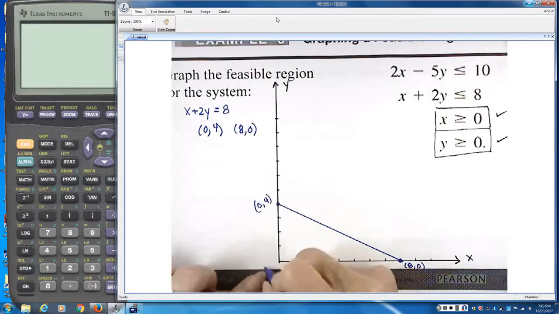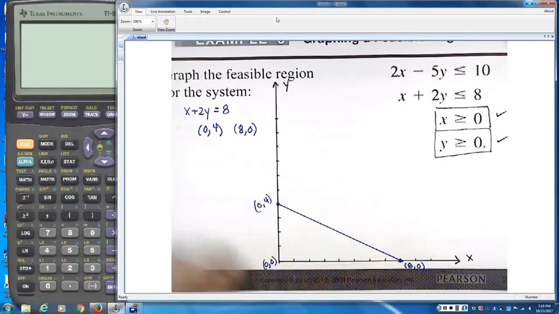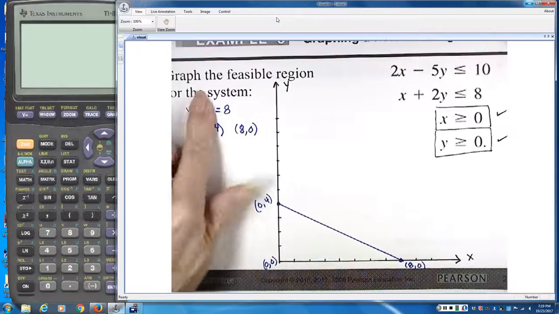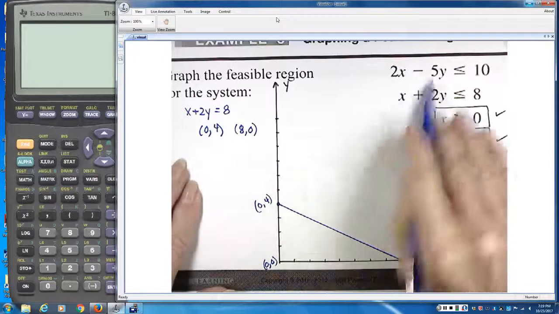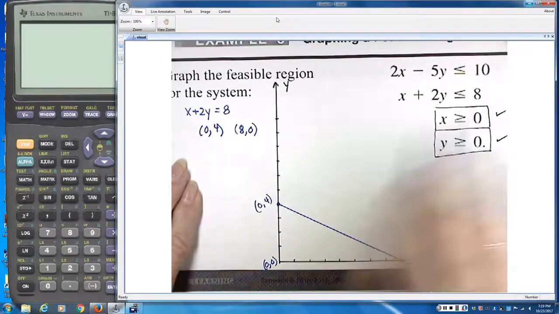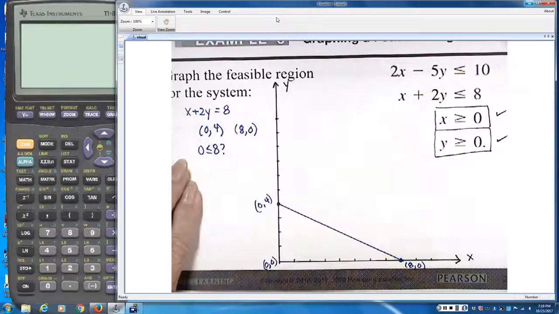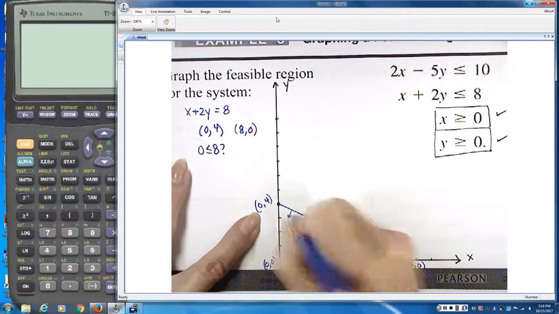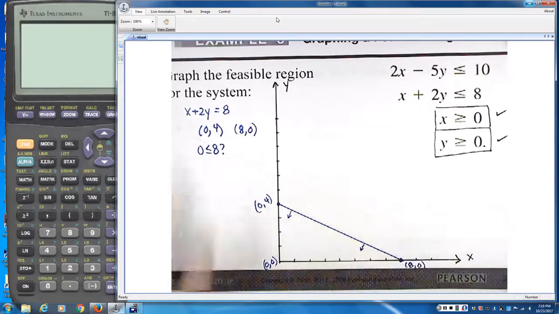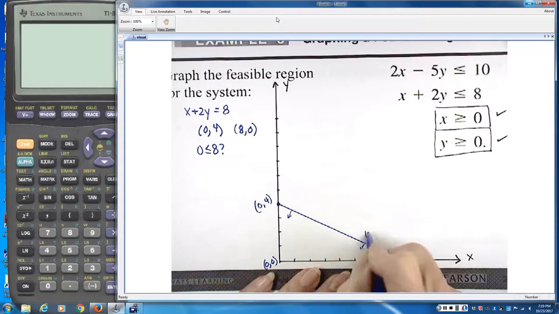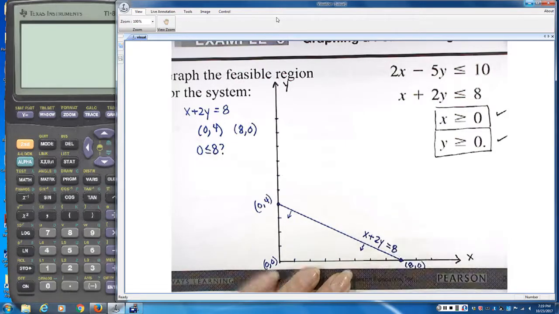If I test 0, 0, that means 0 plus 0 is 0. Is 0 equal to or less than 8? Yes. So I'm going to shade that side of the line. And that's the name of my line.